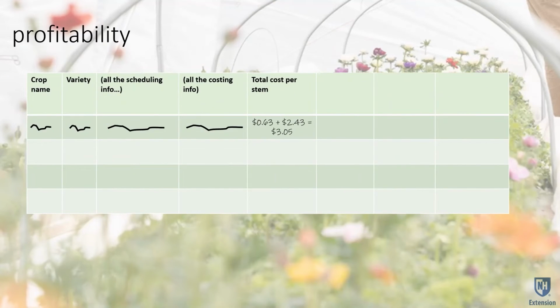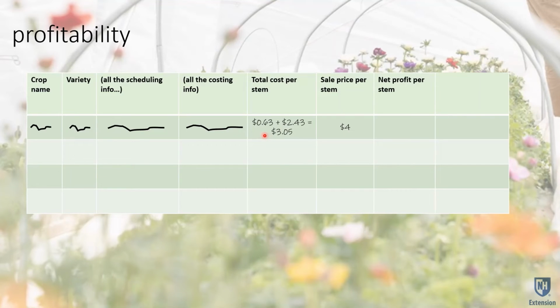Now let's look at profitability. So again, the same spreadsheet, it just keeps getting longer and longer. I smooshed in all that scheduling and spacing info. I smooshed in all that costing info that we just looked at. And what I carried over was that our total cost per stem was $3.05. All right, now let's look at the price per stem. How much are we selling this for? Let's say this farm is selling it for $4 a stem. And again, this is not a pricing recommendation. These are just make-believe numbers. Do not use these numbers here for your real farm.